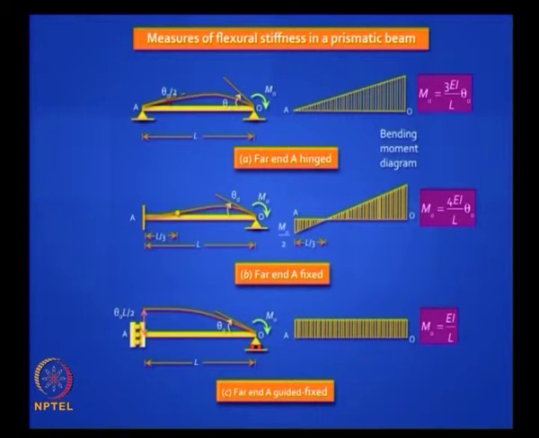Of the 3 beams shown in this slide, the last one is the least stiff, it is easiest to rotate that. So I want you to remember these 3 magic numbers: EI by L, 3 EI by L, 4 EI by L. They refer to the same beam, the only difference is the boundary condition is different at the far end.